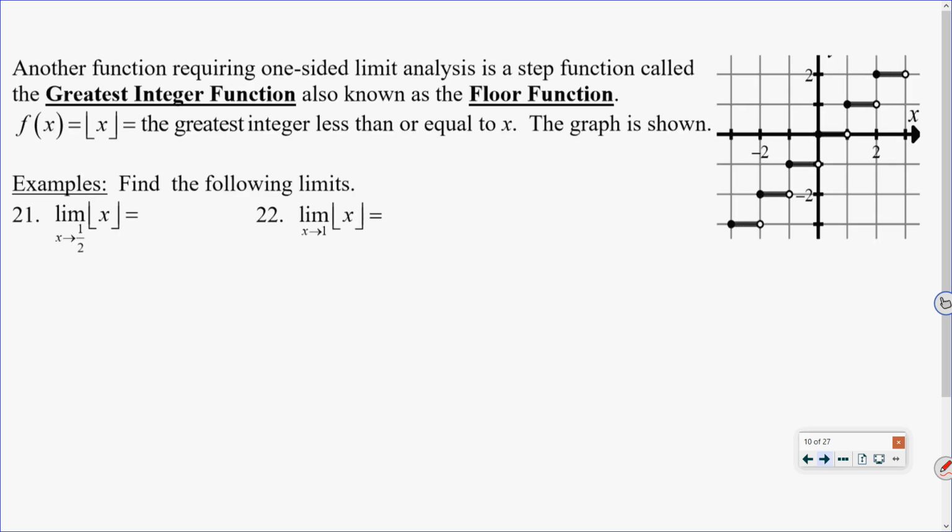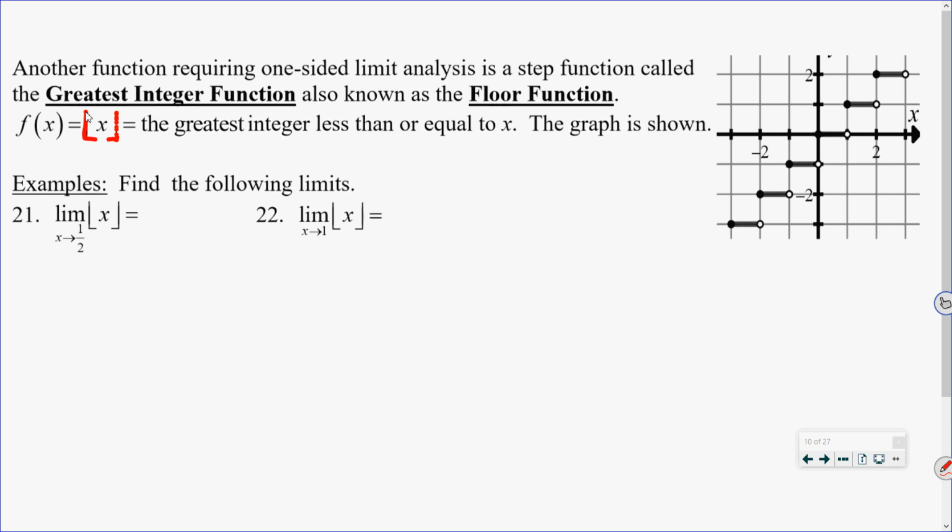All right, hey, the last part is this greatest integer function. It's kind of interesting to look at and think about. It's also sometimes called the floor function. You'll see why in just a second. The symbol for it is this. It looks kind of like an absolute value, but it's got those lines underneath. What it means is the greatest integer less than or equal to x.